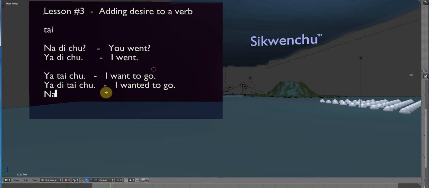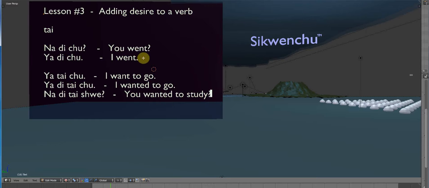And if I asked you nadi taichu, did you want to go, you would say, you wanted to go, right? Or in the same simplicity that we looked at before, I could just say nadi tai shue. You wanted to study, or did you want to study, right?